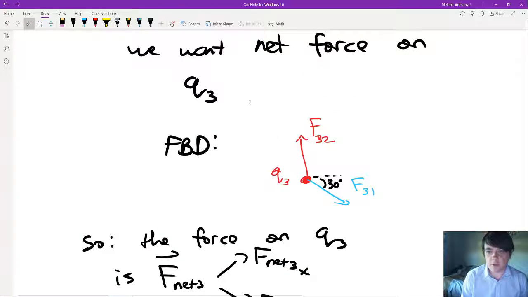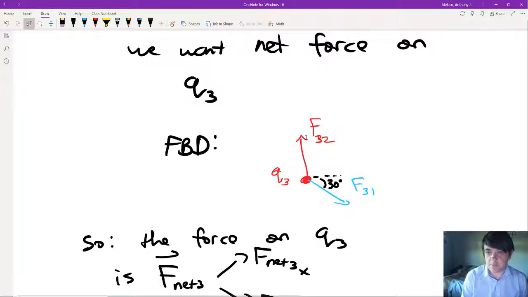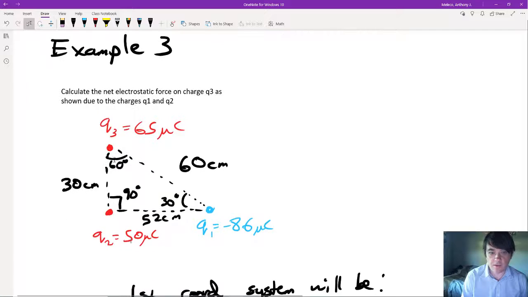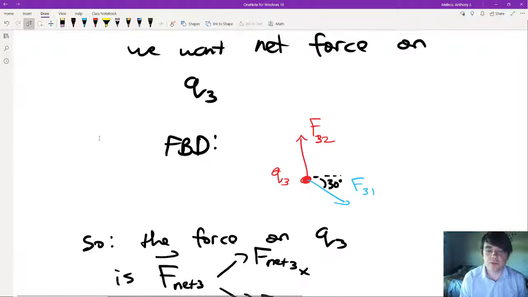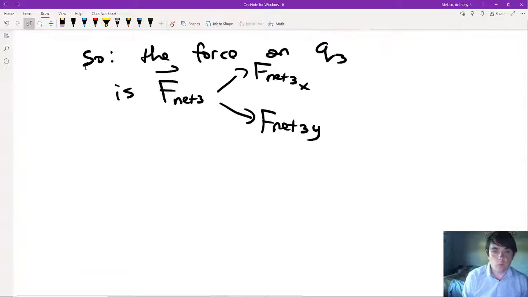So I don't know what the overall force would be. My guess is in the first quadrant, again, because this prevailing force, F32, should be it, because the R matters more than the charge itself, because it's squared. So it has a greater effect on the force than the actual charges do. So we need to figure out what Fnet 3x is and Fnet 3y is.